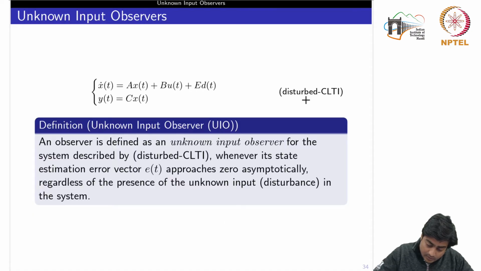So now coming to the definition of the unknown input observer, consider this disturbed CLTI. We define an observer as an unknown input observer whenever its state estimation error e(t) approaches 0 asymptotically, regardless of the presence of the unknown input disturbance in the system.